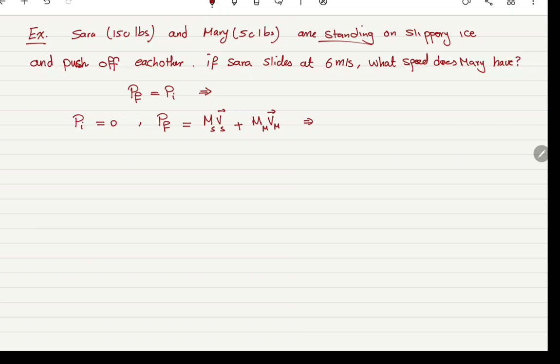The velocity of Mary has to be 3 times more compared to the velocity of Sarah. So in numbers, the velocity here for Mary has to be 3 times the velocity of Sarah, or 18 meters per second.